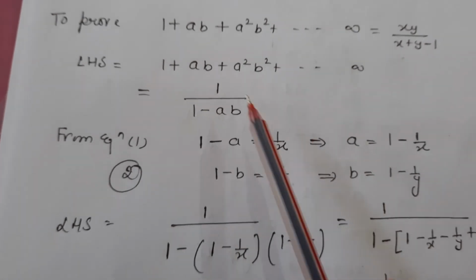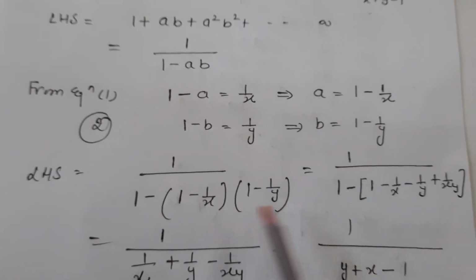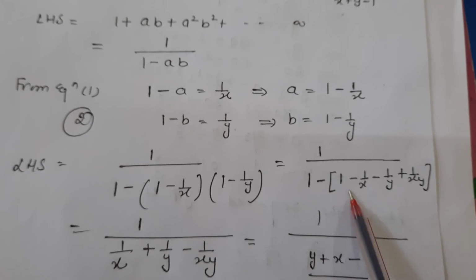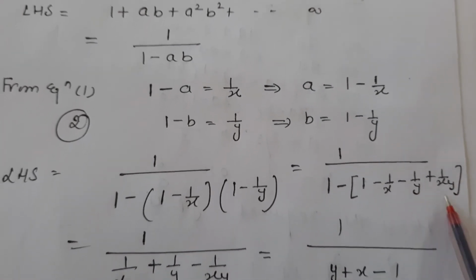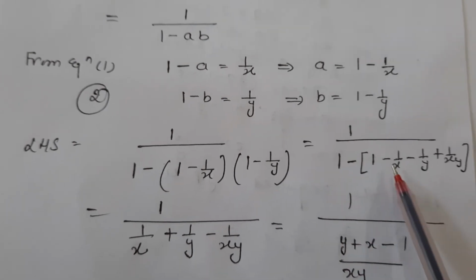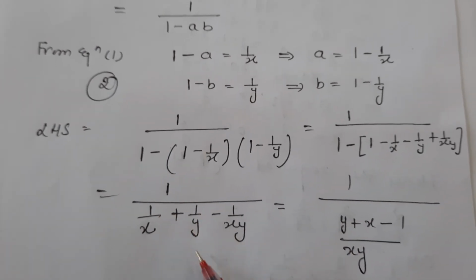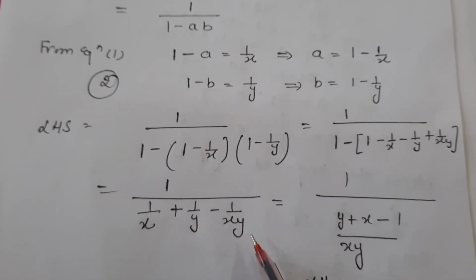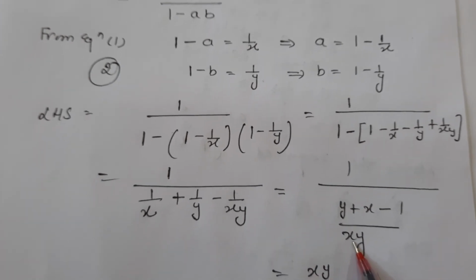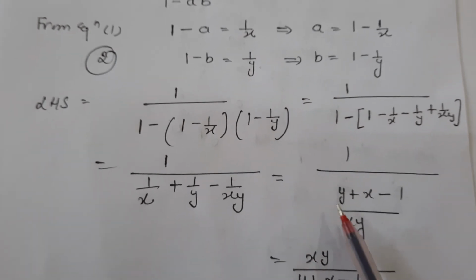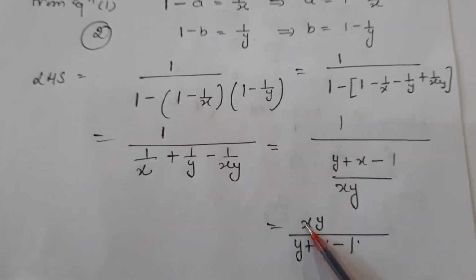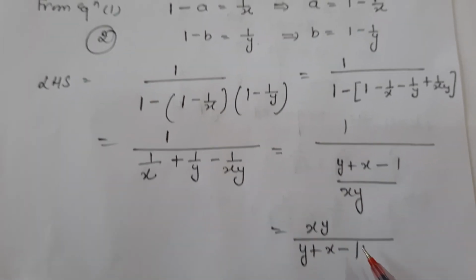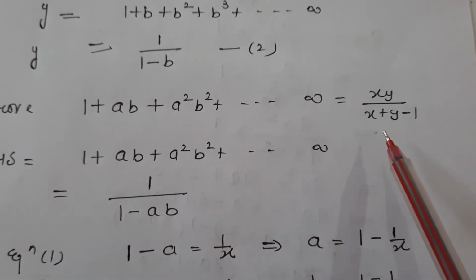Put the value of a and b here. You will get this. Now do multiplication here. You will get 1 minus 1 by x minus 1 by y plus 1 by xy. This 1 is cancelled. So you are going to have 1 by x plus 1 by y minus 1 by x into y. Take LCM. LCM is x into y. So this is y plus x minus 1. Now shift here, x into y upon y plus x minus 1. This is equal to your right hand side.